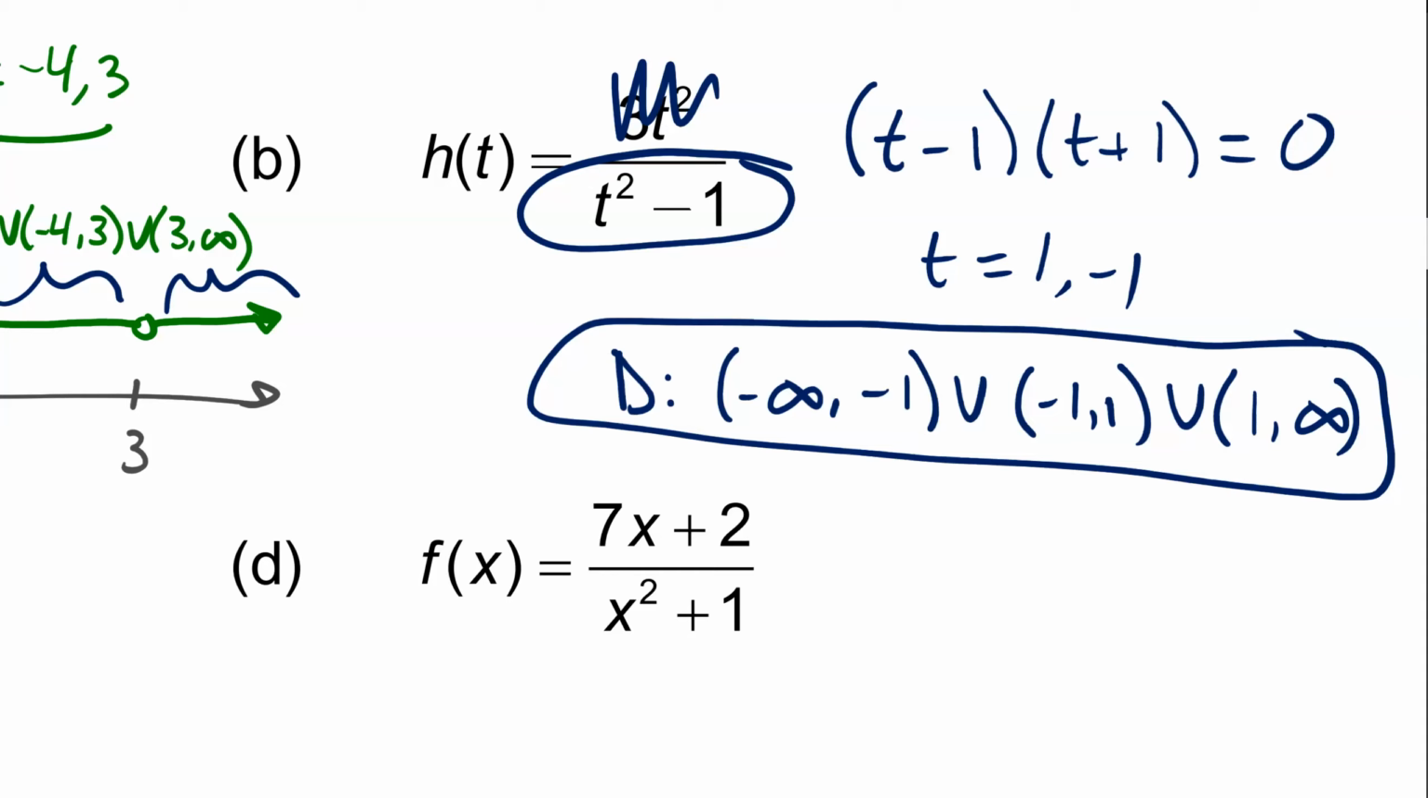Where are the unions? The unions are literally occurring where it's undefined. That's where my union is occurring. At 1, x cannot equal 1. So I have a union, and then I have the 1 on either side with parentheses because I'm not including 1. That's why it's parentheses and not square brackets.